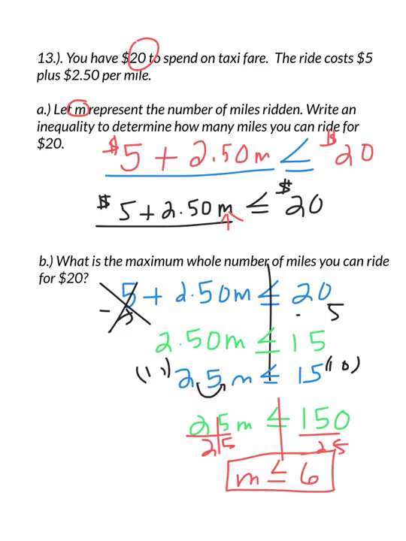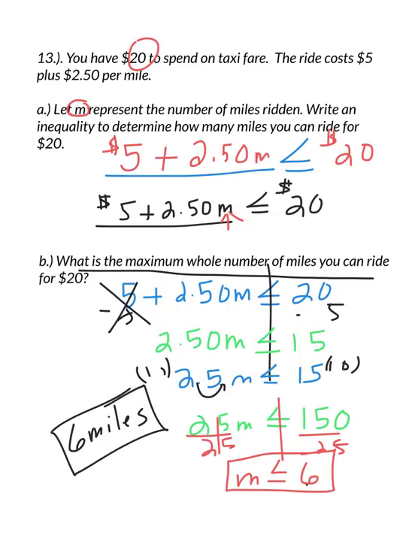So what does that answer mean? I got an answer. M is the miles, so the miles have to be less than or equal to 6. So what's the maximum whole number of miles? I have to ride less than or equal to 6 miles. So the answer is 6 miles. What is the maximum whole number of miles I could ride for 20 bucks? I could go 6 miles. That's it, for 20 bucks.